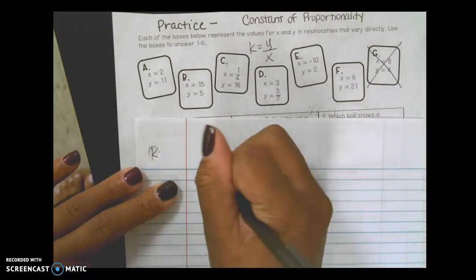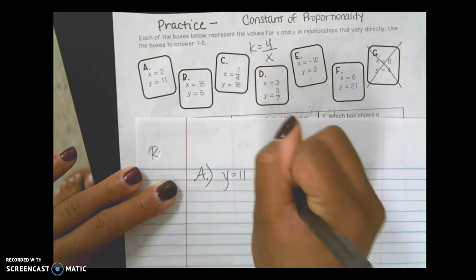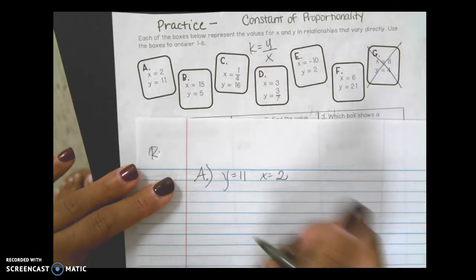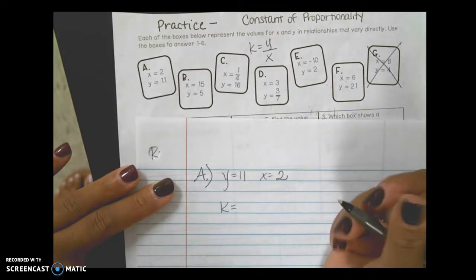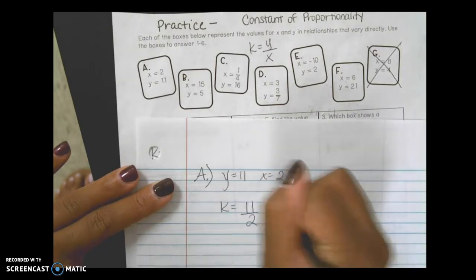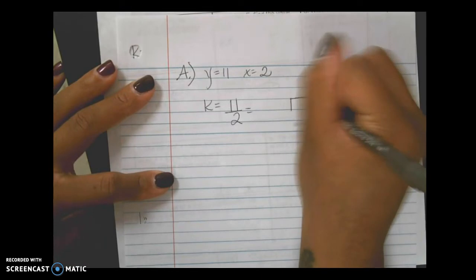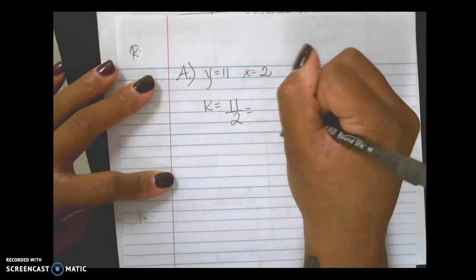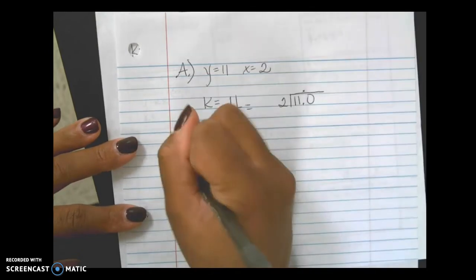A is y is 11, x is 2. Why did I write them in that order? Because that's how you need to write them on your paper. You should be showing work on separate paper. 11 over 2. If you convert this to a decimal, top in, bottom out. You need to divide.